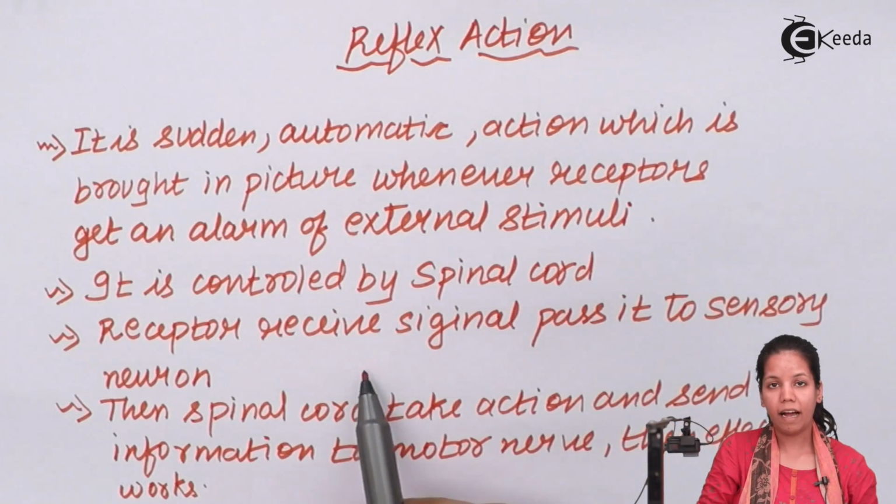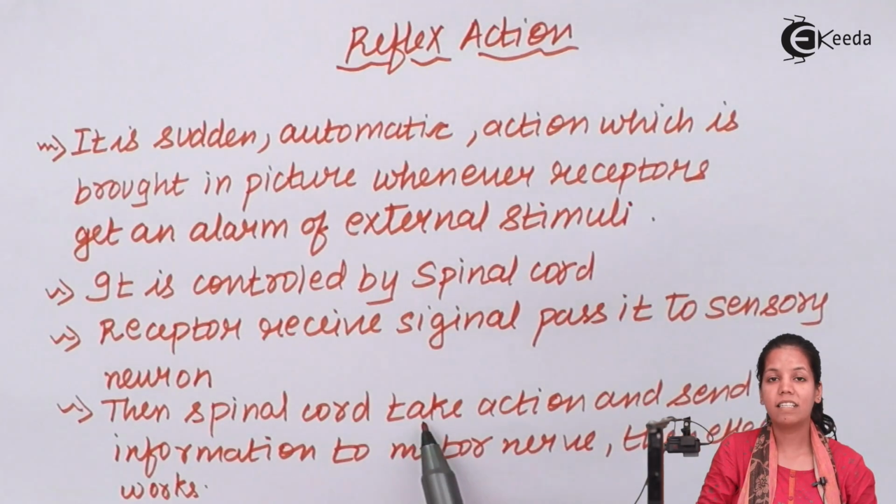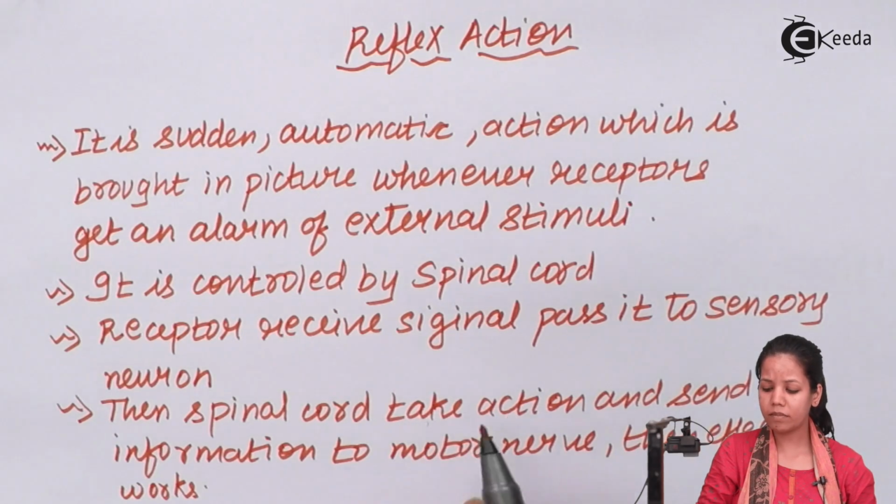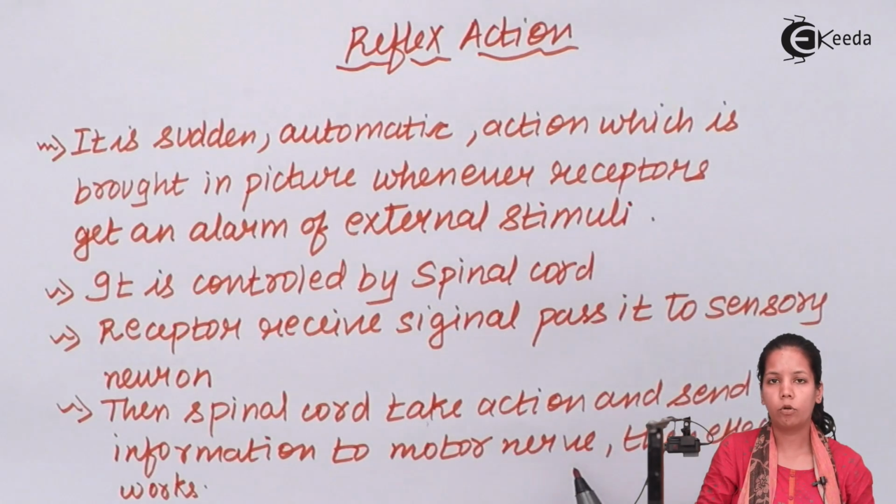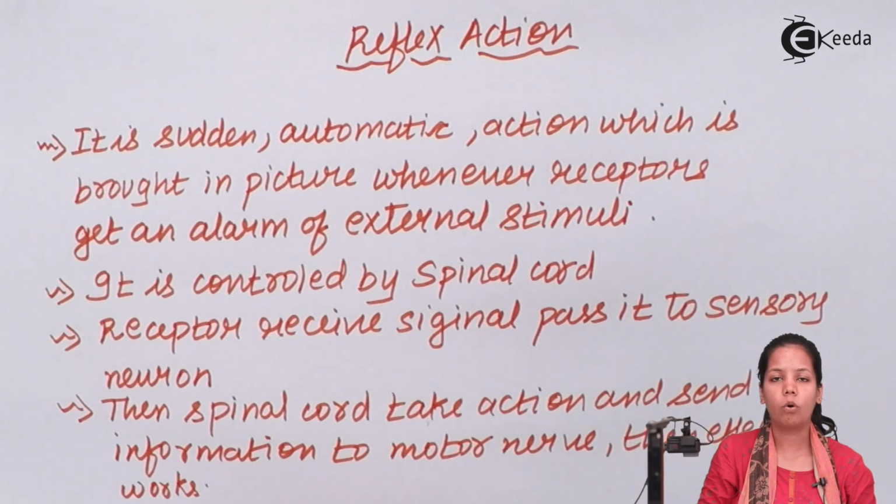Now receptors are kind of receiving signal. They pass it to your sensory neurons, and once that's done, the spinal cord takes the decisive action at that point. It sends the information to other motor neurons, and once that is associated, finally your effector organs do the function and remove your hand in case of fire, or if you accidentally touch an open switch or a fire thing.